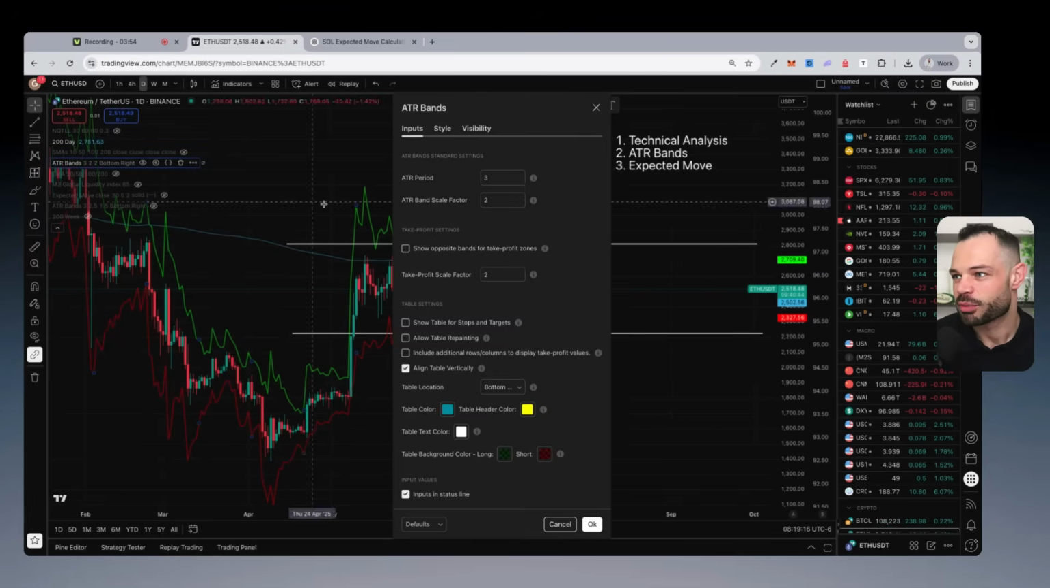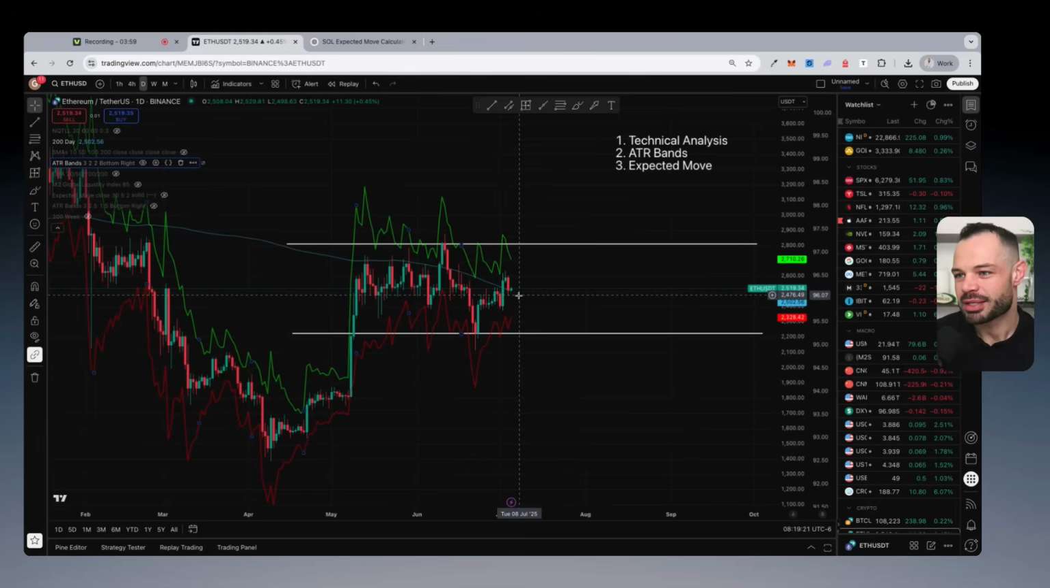There are some more intricate ways that you can configure the scale factor and ATR period within the ATR band indicator. Maybe we'll do a separate video on that. So drop a comment below this video if you want that.